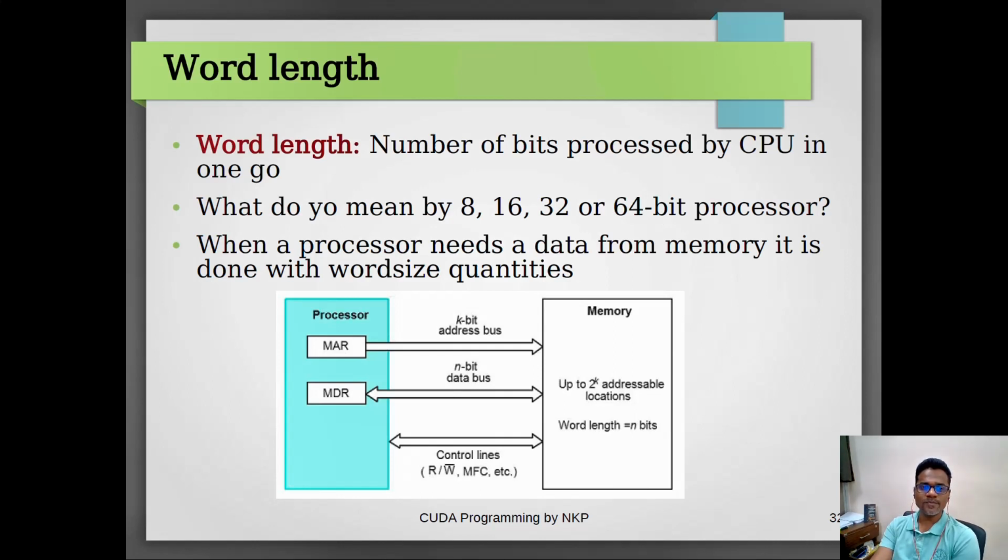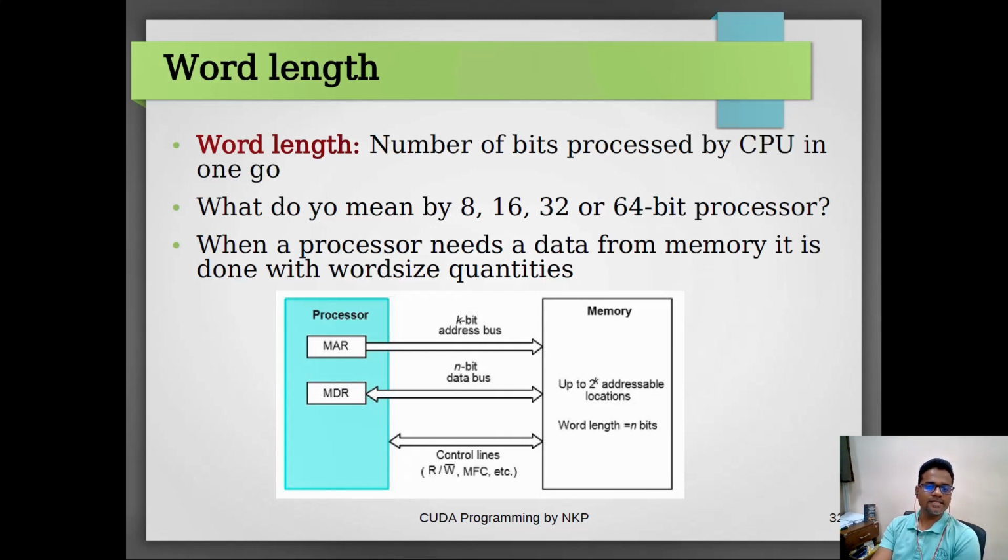We already know that we have different types of processors, like 8-bit, 16-bit, 32-bit or 64-bit. Nowadays it is very common to have a 64-bit processor, but one decade back 32-bit processors were there, and before that 8-bit and 16-bit processors were common. But how does it affect the performance?